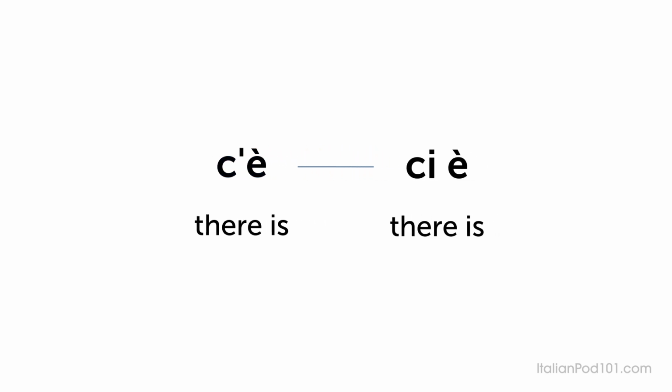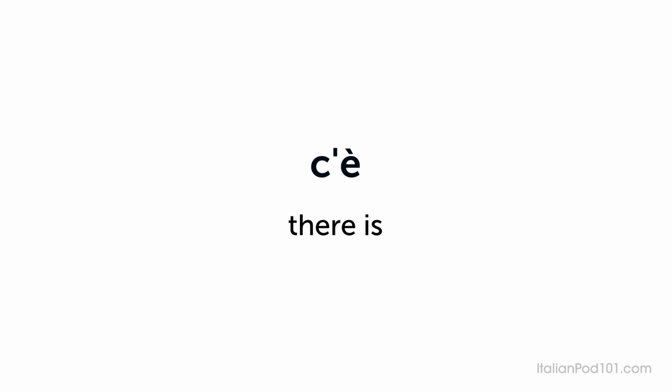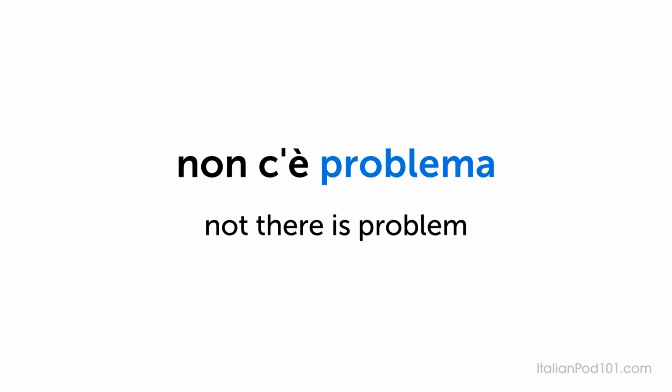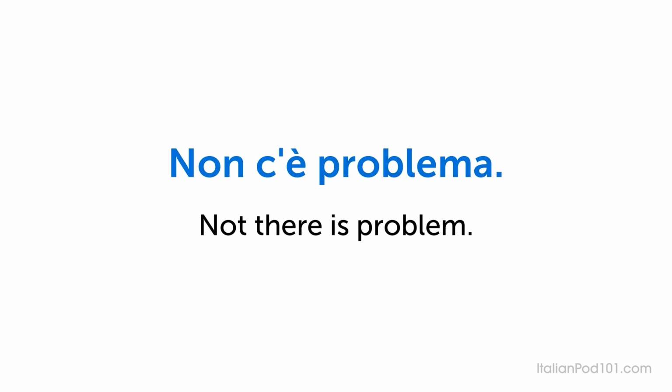C'è is the contracted form of Ci è. Ci means there. È means is. Dropping the vowel sound from Ci makes the phrase C'è easier to pronounce. Last is Problema, which means problem. Altogether, Non c'è problema.